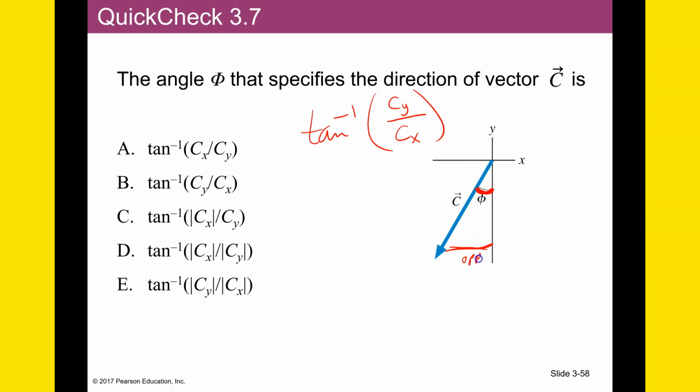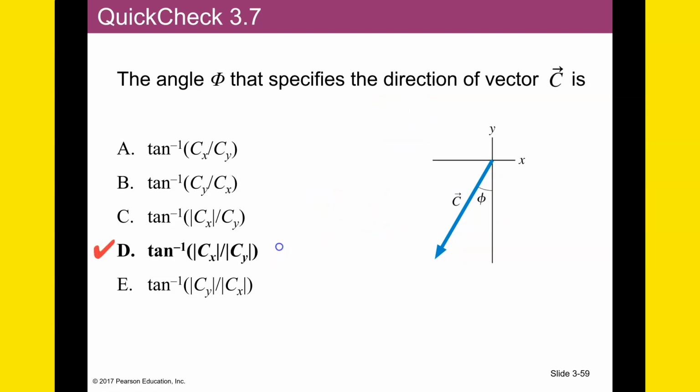Now the horizontal component is the opposite, and the vertical component is the adjacent. I really don't like doing it that way, but since the quick check is asking me that way, I have to answer it. So it's the arctan of the horizontal piece over the vertical piece. Which answer is that? I was thinking, what is the difference between these answers? I guess you could say it's the absolute value, because you never put it as a negative when you're arctangerizing, since it's just giving you the reference angles anyway. So I think choice D is going to be the right one, and it is.